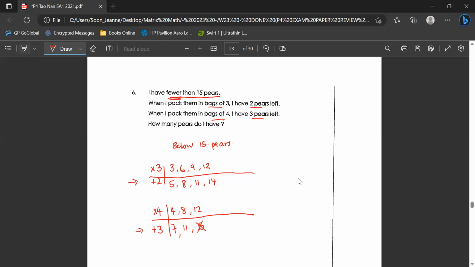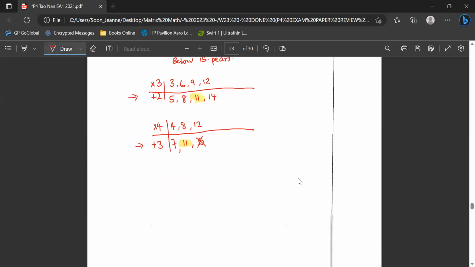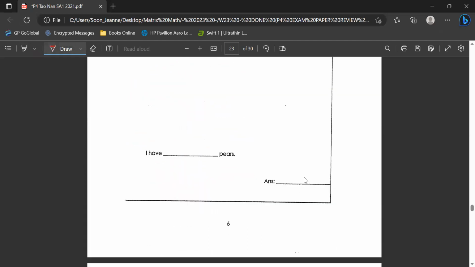common one, which means that it is none other than 11. So your answer is, how many pairs do I have? Your answer is 11 pairs. So write down here, 11.